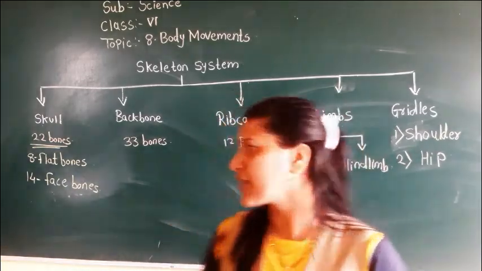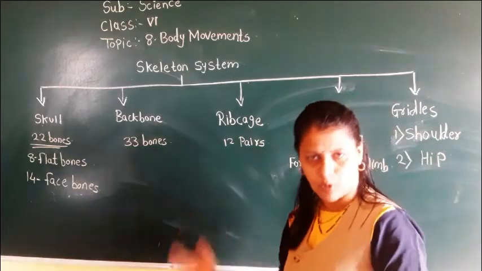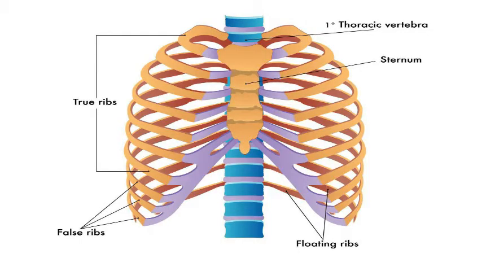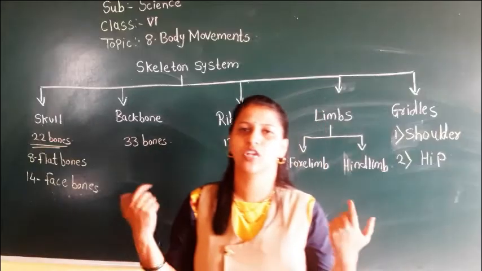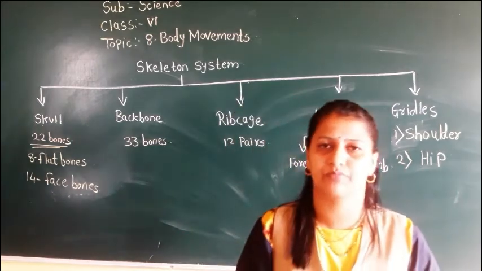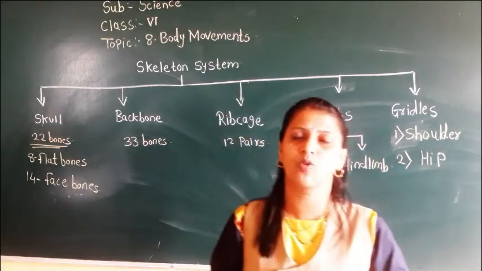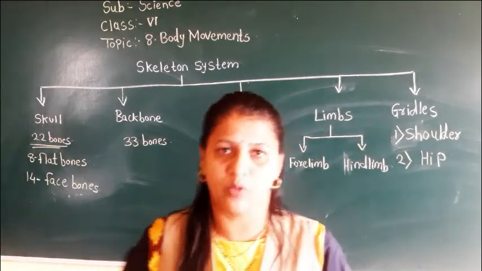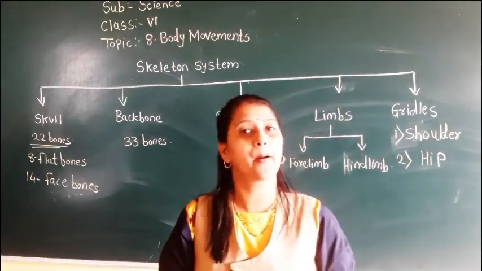Are you getting this? These 12 pairs of ribs are joined to the backbone at the back, and the first 10 pairs are joined to the sternum. In the picture, you can see the strong middle bone, which is called the sternum. All these bones are joined to the backbone.